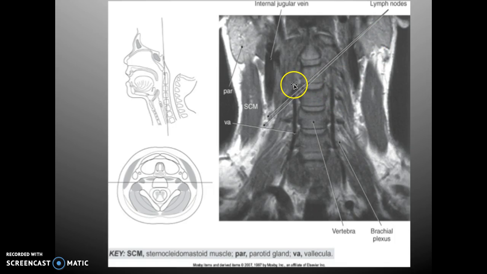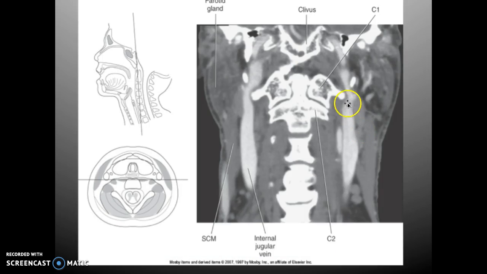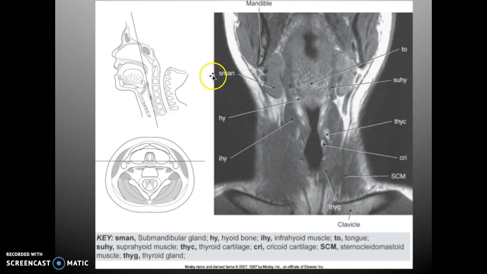Now the thing that's interesting here is they're calling this the vallecula. Clearly that's not the vallecula, that's your vertebral artery, okay? So don't be fooled, this is wrong. This is your vertebral artery. And then your brachial plexus is coming out. We covered that a little bit last week. So here's your lateral mass of C1 and your dens there. So here's your clivus in C2. You have your internal jugular, here's your SCM and your parotid gland.